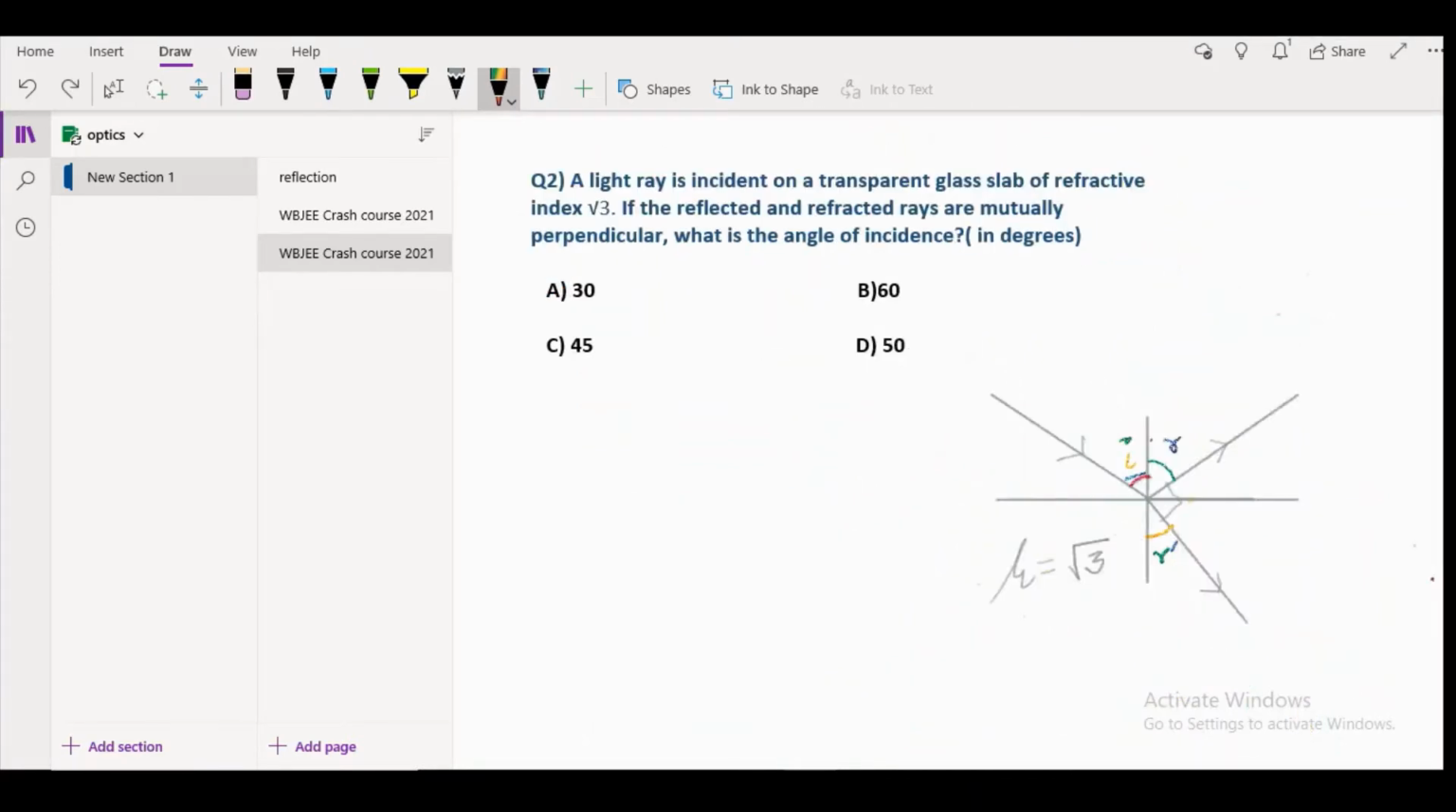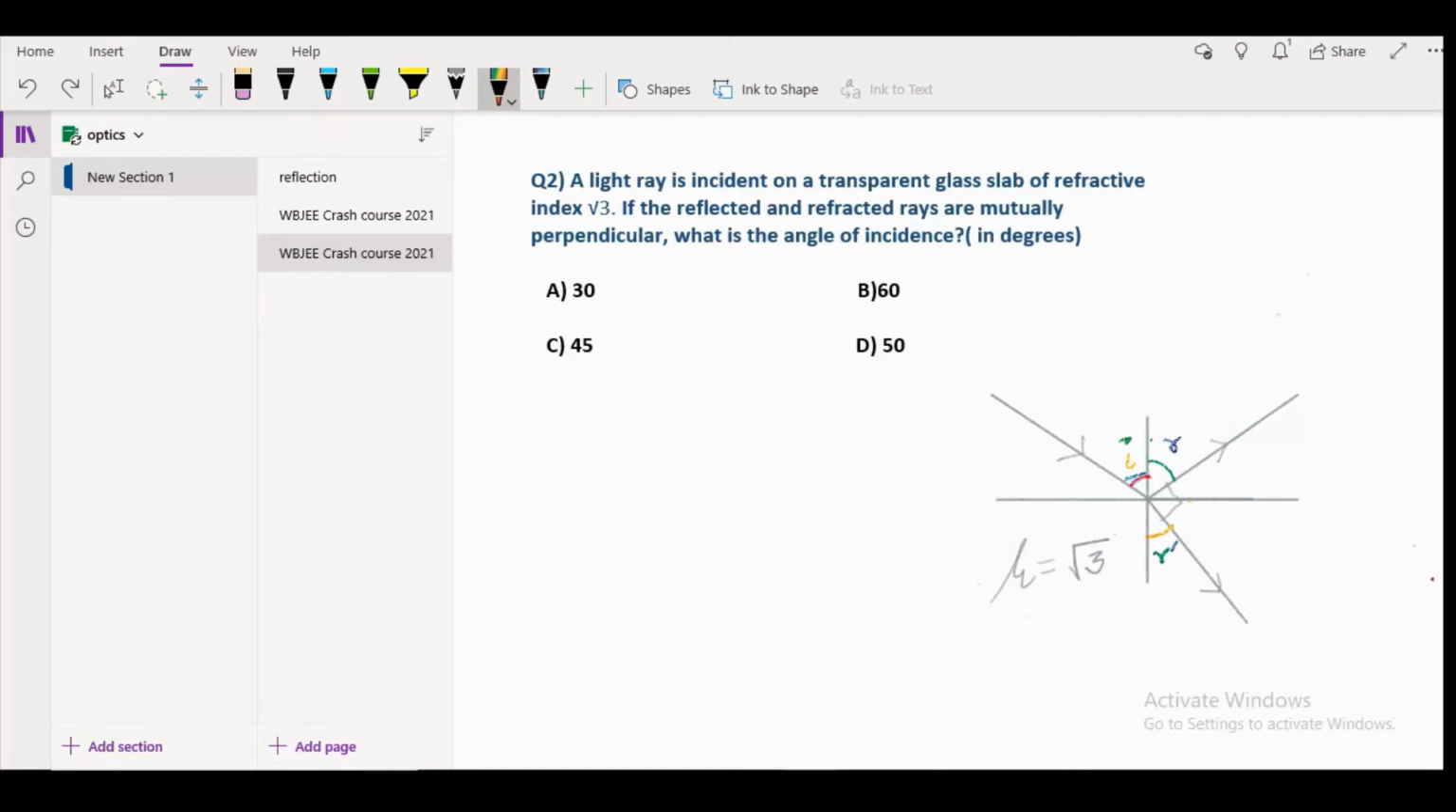Moving on to the next sum, you should be able to use Snell's law on this with more proficiency after the previous sum. So what is it? A light ray is incident on a transparent glass slab of refractive index √3. If the reflected and refracted rays are mutually perpendicular, what is the angle of incidence? So here some part of the incident light ray gets reflected and the rest of it gets refracted, and the reflected and refracted rays are separated by an angle of 90 degrees.